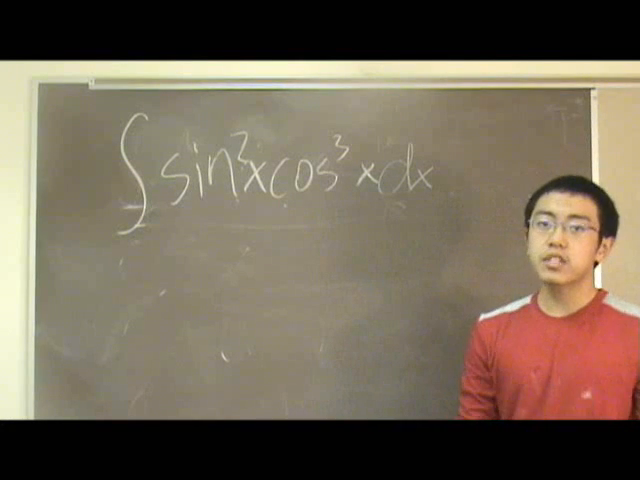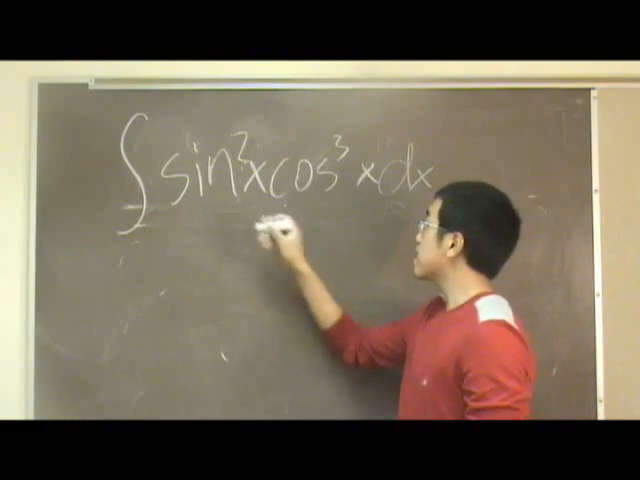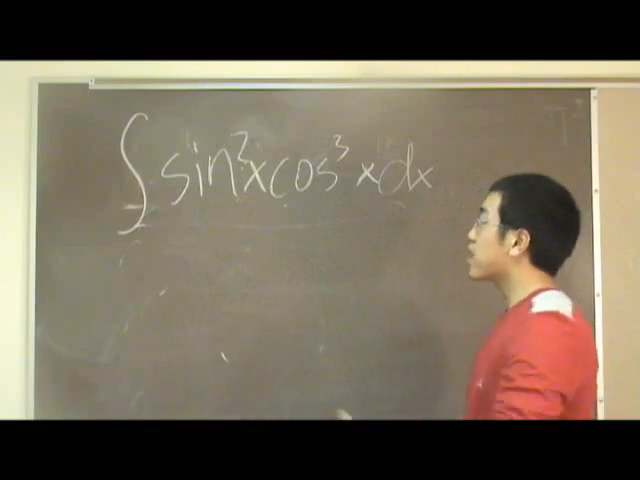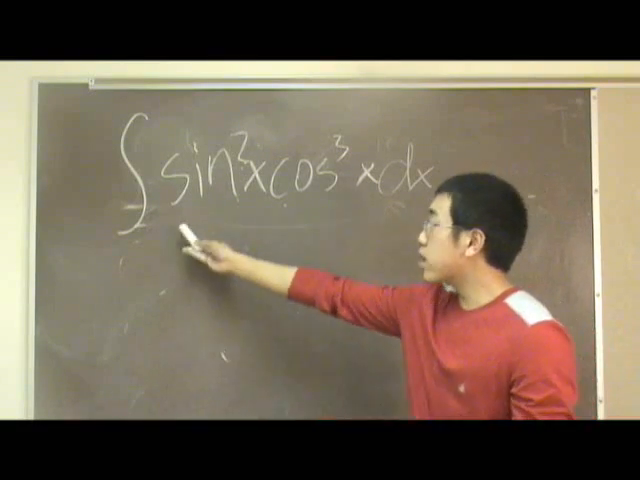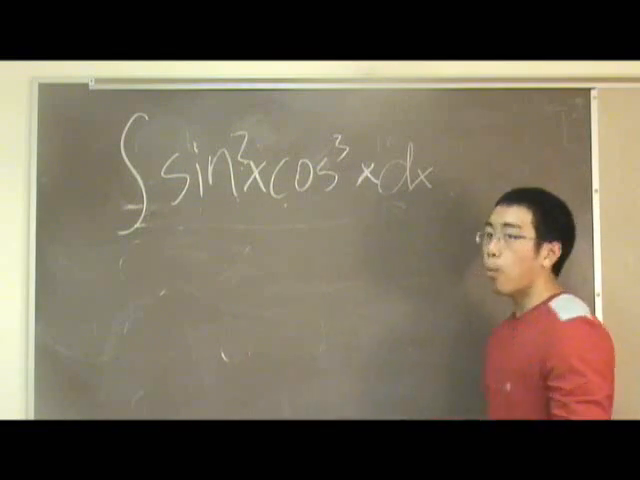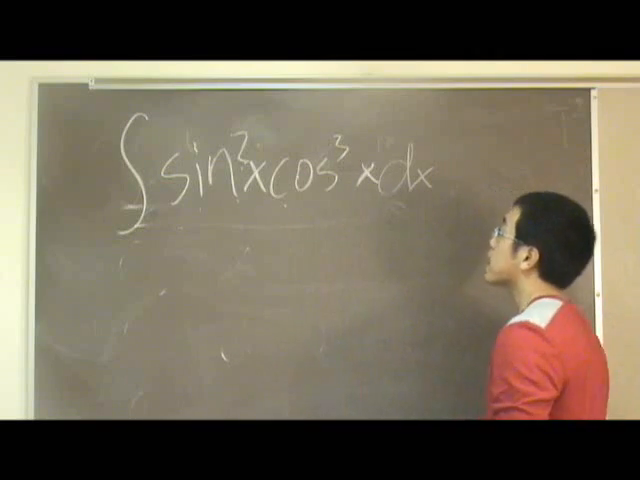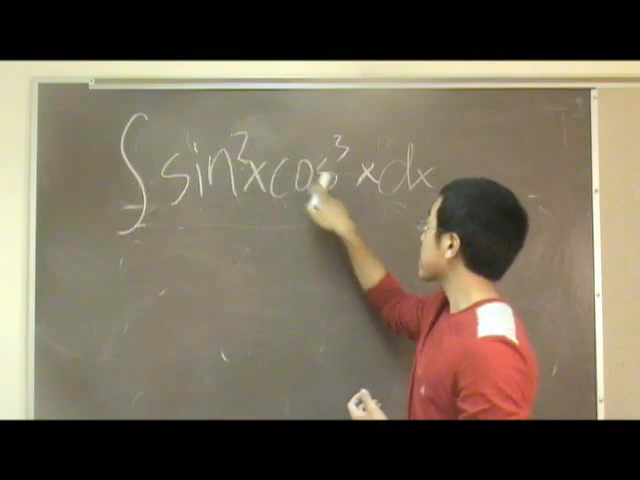So another essential part of trigonometric substitution is regarding sine of x's and cosine of x's. A classic example of this type of question would be the integral of sine squared of x times cosine cubed of x dx. So what do you do when you go about solving one of these questions? Well, the first step is to look at the powers of the sine of x and cosine of x.